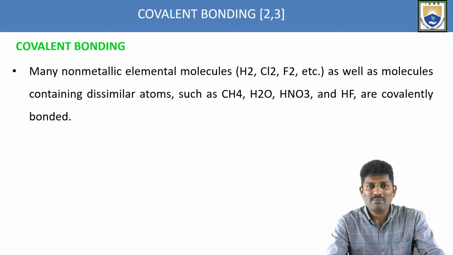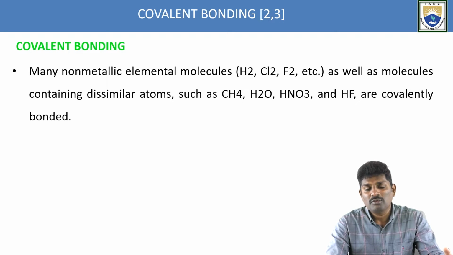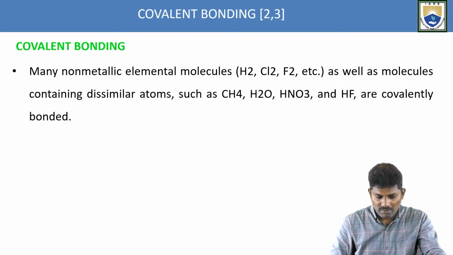You have other examples of these covalent bonds, many non-metallic elements like H2, Cl2, F2, etc. And also molecules containing dissimilar atoms such as CH4, H2O, HNO3 and HF. These are also covalently bonded. And in the case of ionic bond, you can see sodium chloride, sodium carbonate, all these things come under the ionic bond. So that is the main difference between the ionic as well as the covalent bond.